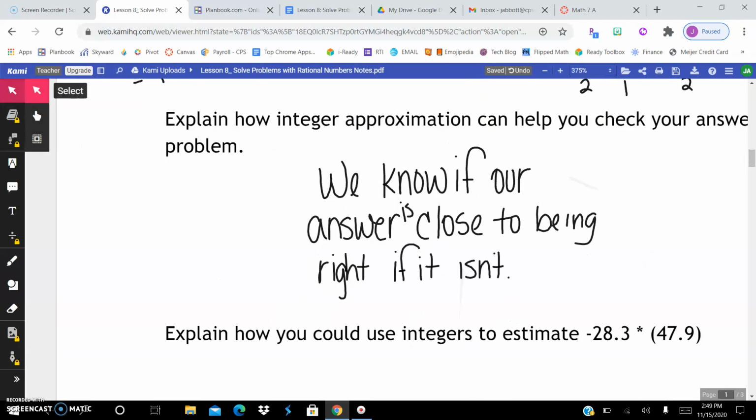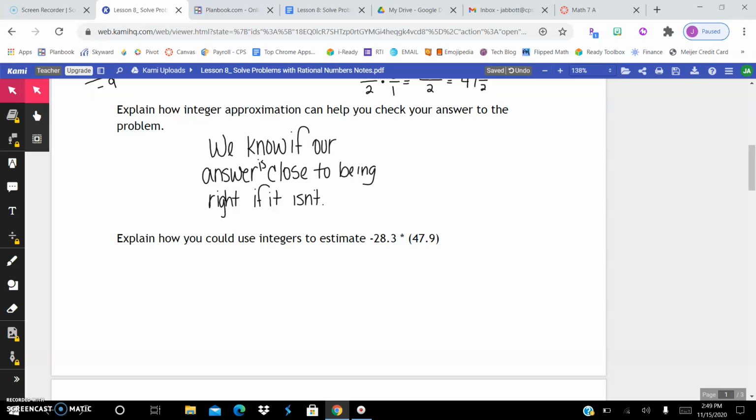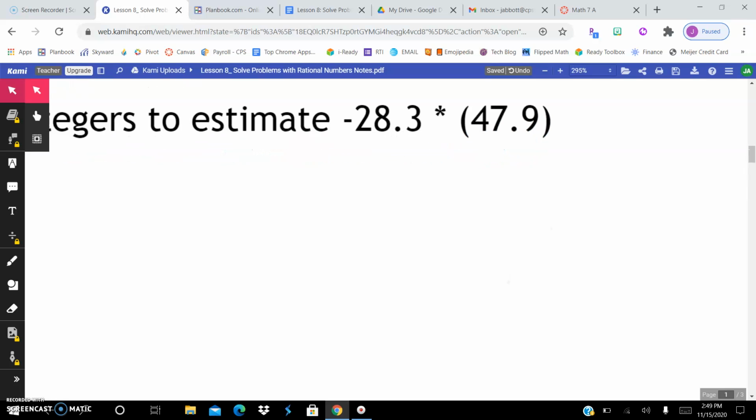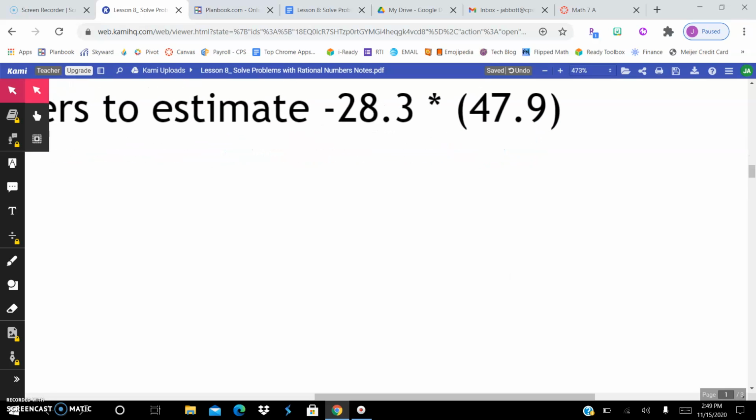And then explain how we could use integers to estimate -28.3 times 47.9. So remember, an integer is a positive or negative number, but it's whole. It doesn't have decimals or fractions. So we could round -28.3. We could round it to -28.